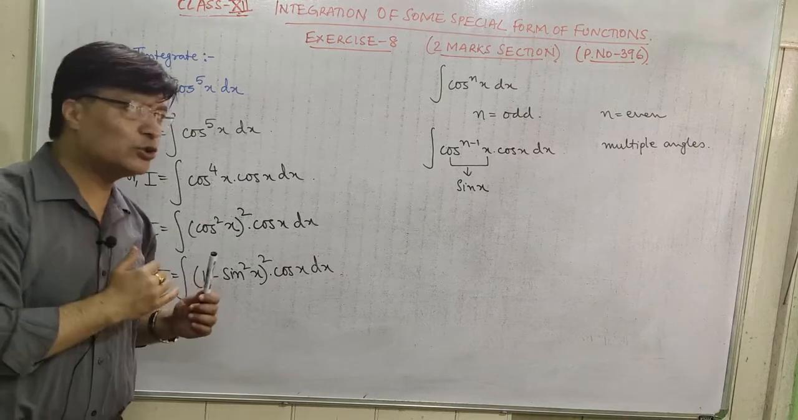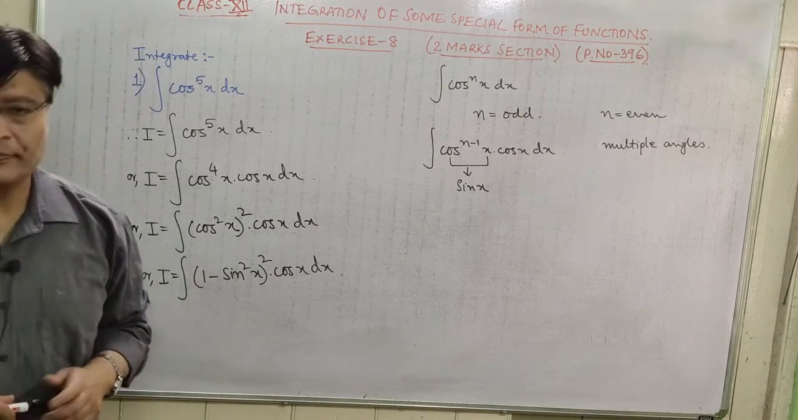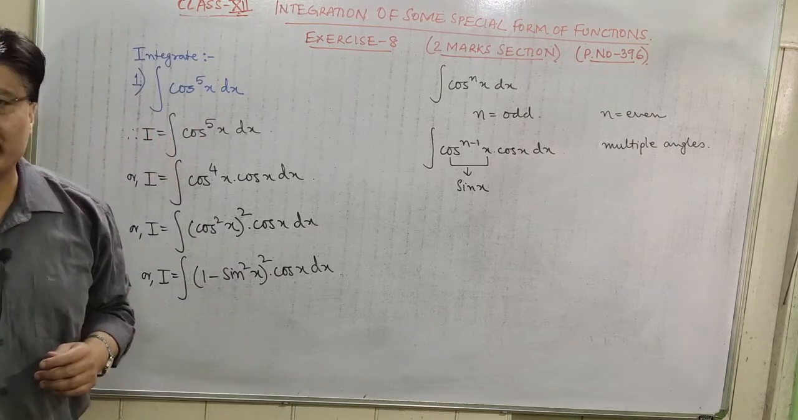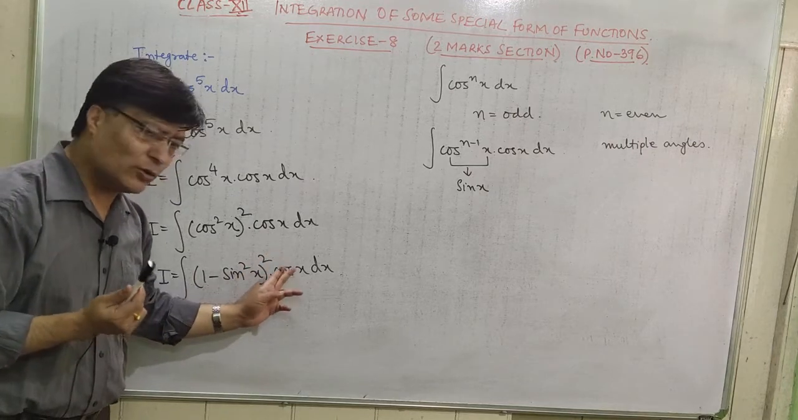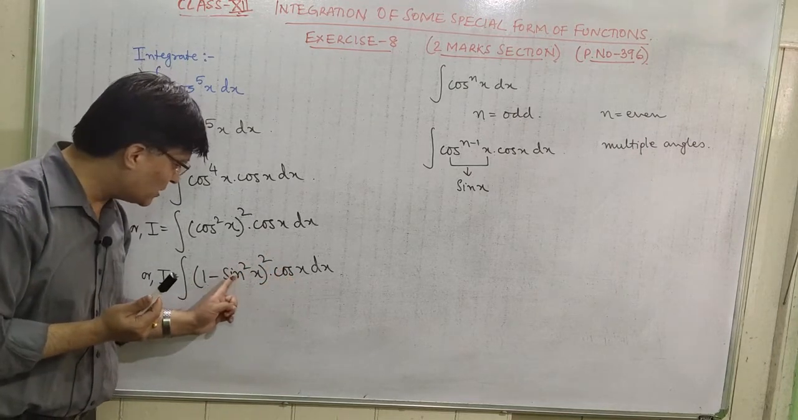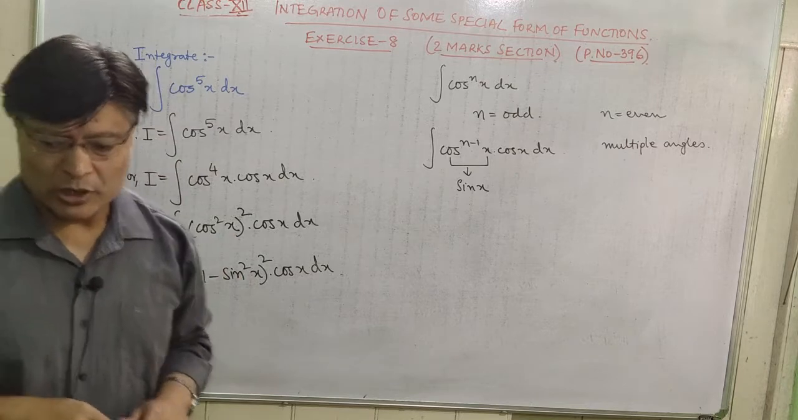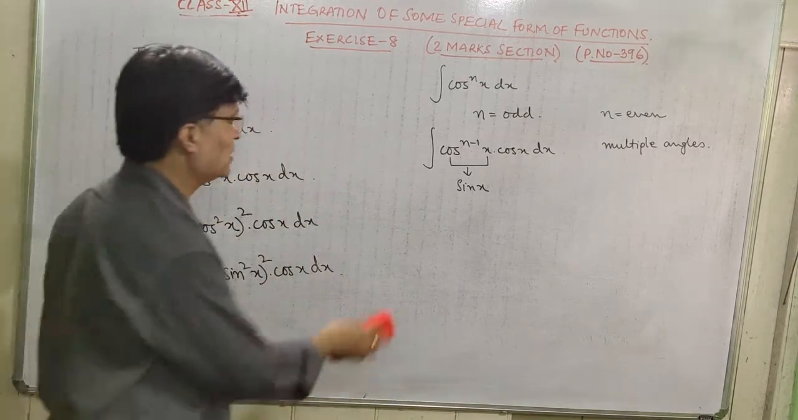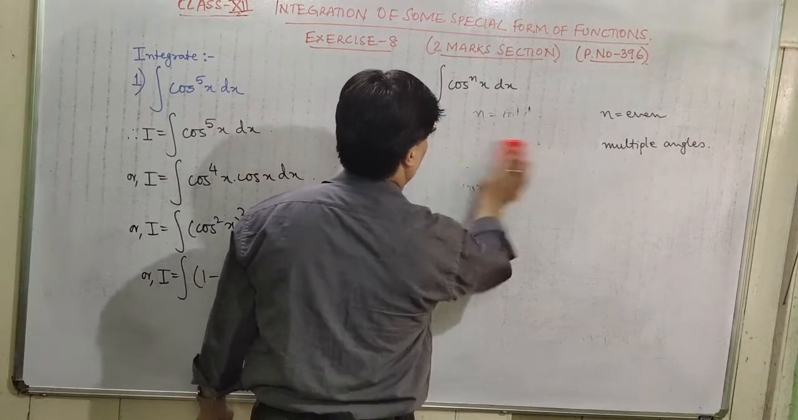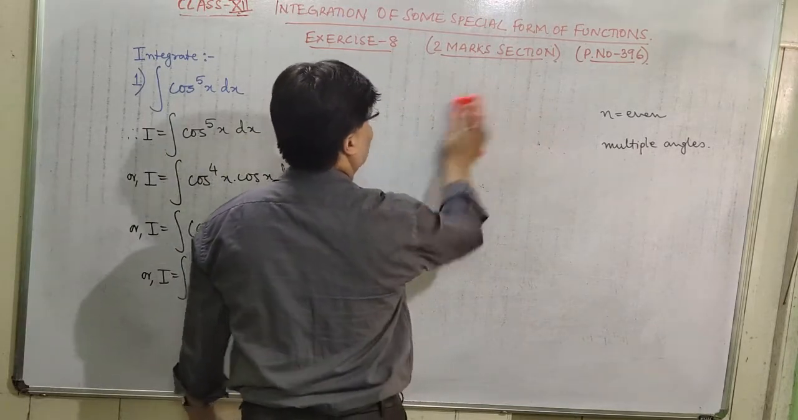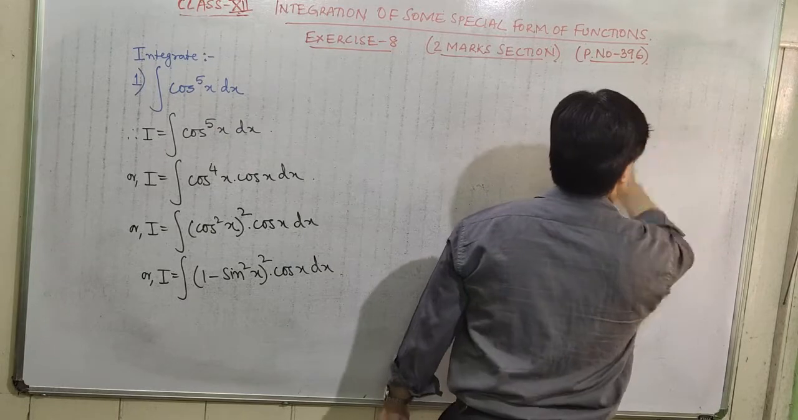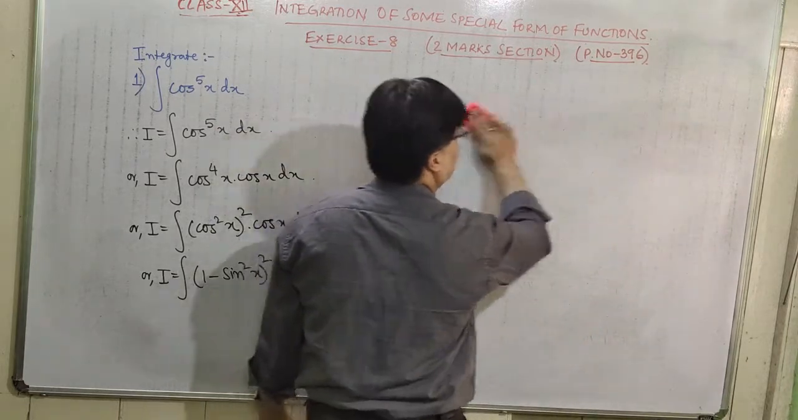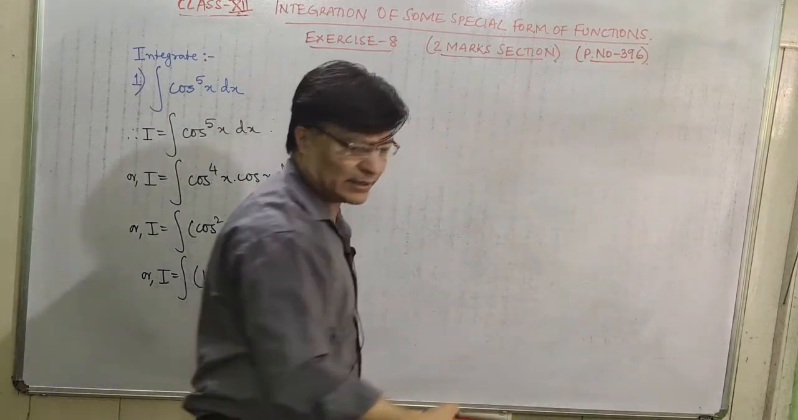Okay. Now you should do here the method of substitution, because you know the relation between sin x and cos x. Since there is the only cos x out here, and you know that the differentiation of sin x is cos x, so let us assume sin x as z. So let us write here, now, let z is equal to sin x.